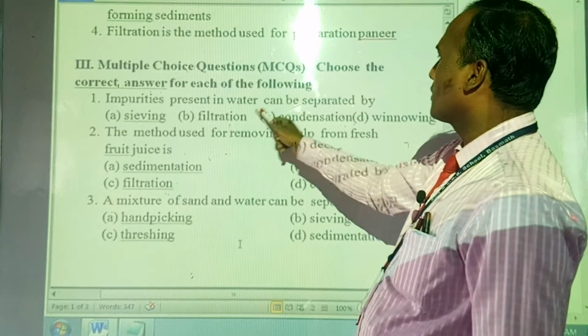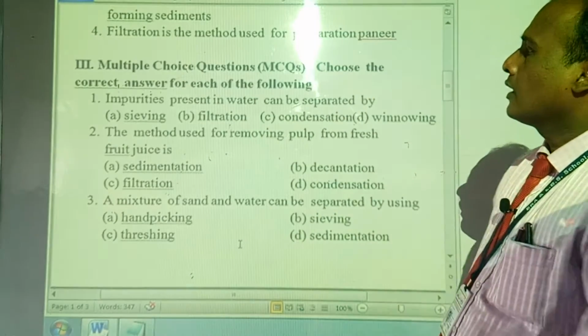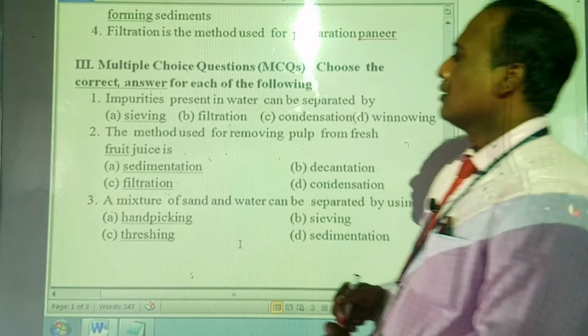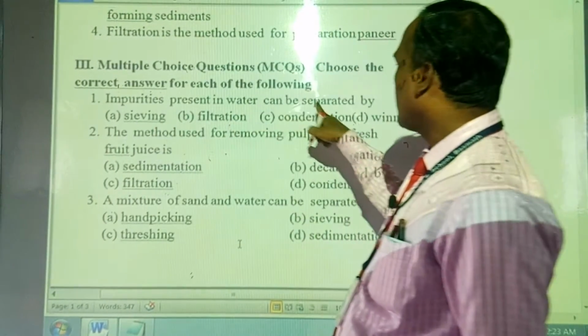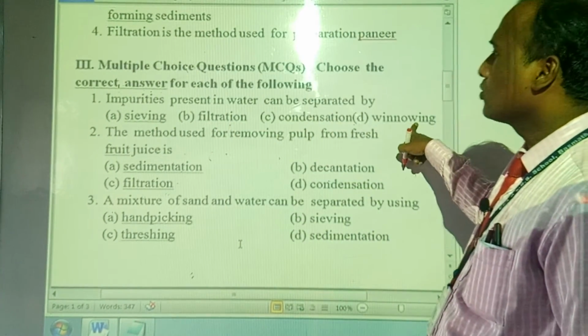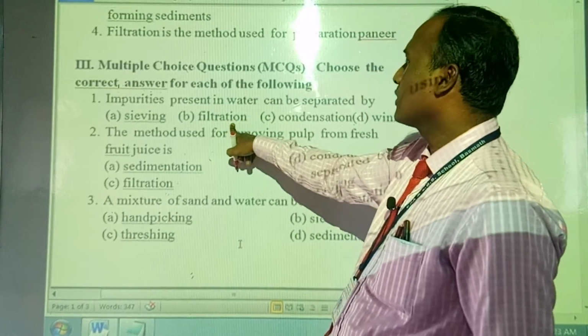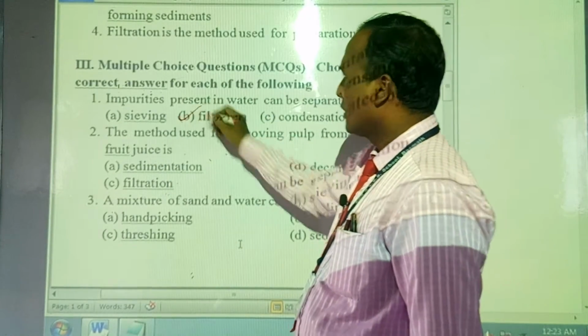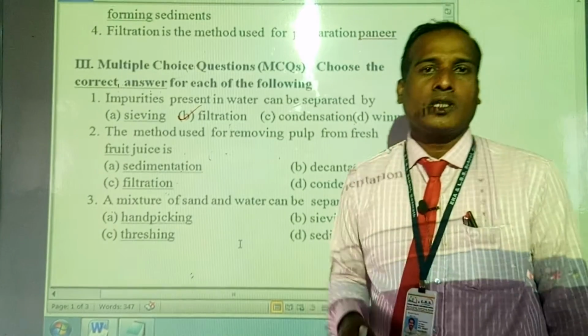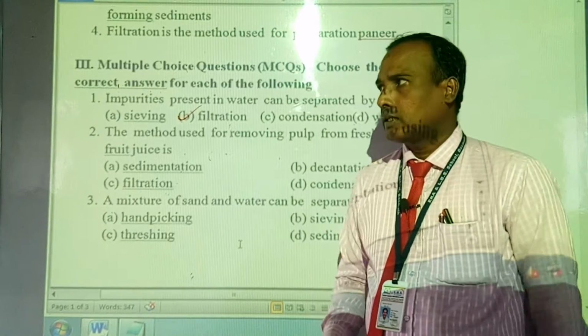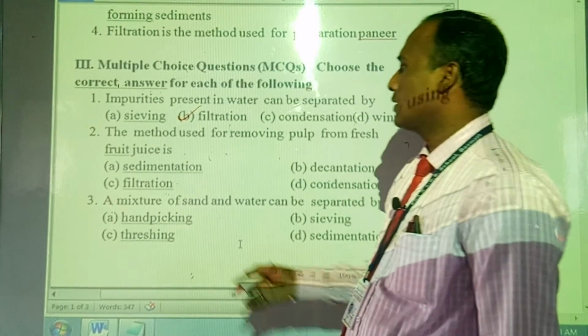Impurities present in water can be separated by, if impurities are there, by sieving, by filtration, by condensation, by winnowing. So by sieving not possible, different sizes must be taken, and filtration we can do, because if some impurities are mixing with that water, by filtration we can separate them.